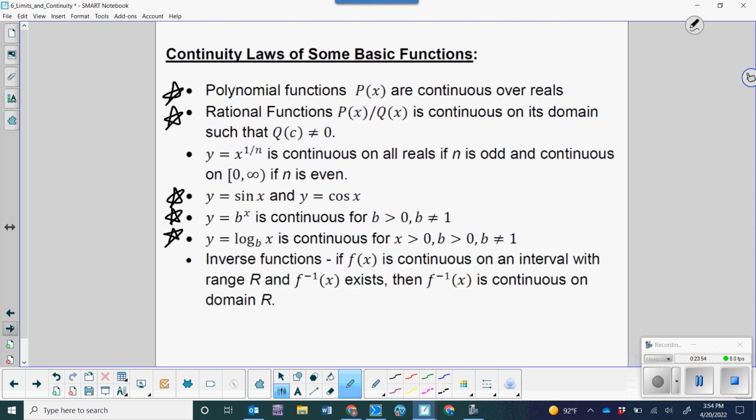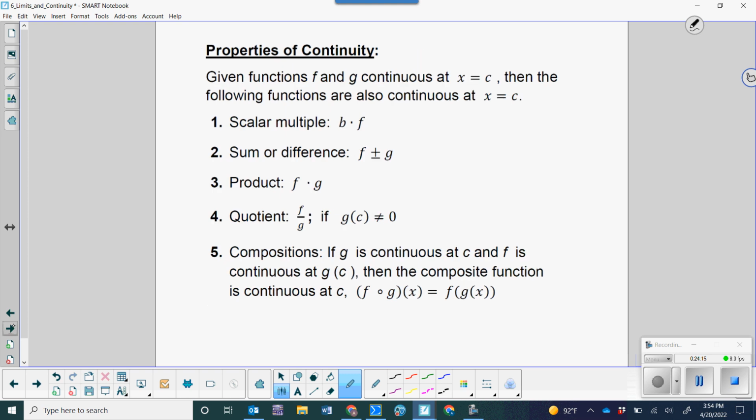Inverse functions is something we can worry about at another time, but they're continuous as long as, for inverses, you switch domain and range, and that's where we could talk about that. That's not the biggest one. The main thing is, here's a bunch of stuff that I can just say is continuous. And here are some properties of continuity.